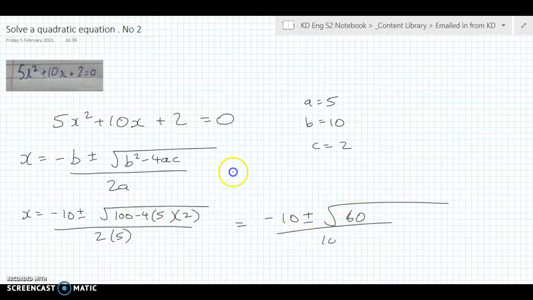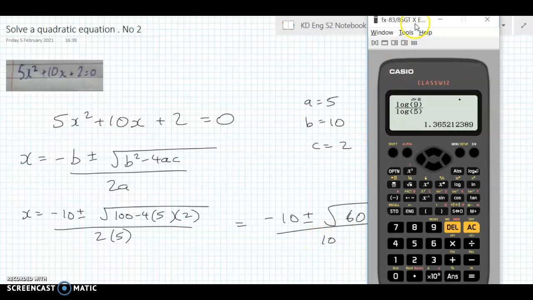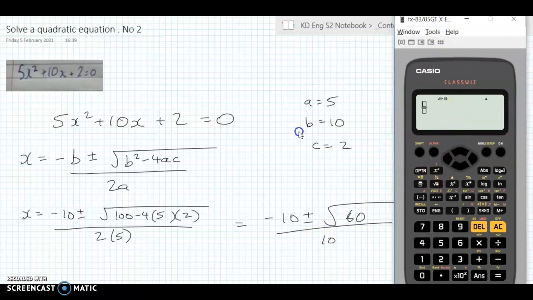All over 10. Now we can definitely go to the calculator now. Select the fraction key, and on top we're going to have minus 10 plus, we can only go with one, plus or the minus, so go with the plus first. Square root of 60, then drop downstairs and stick in a 10 and press equals. And this is one answer.